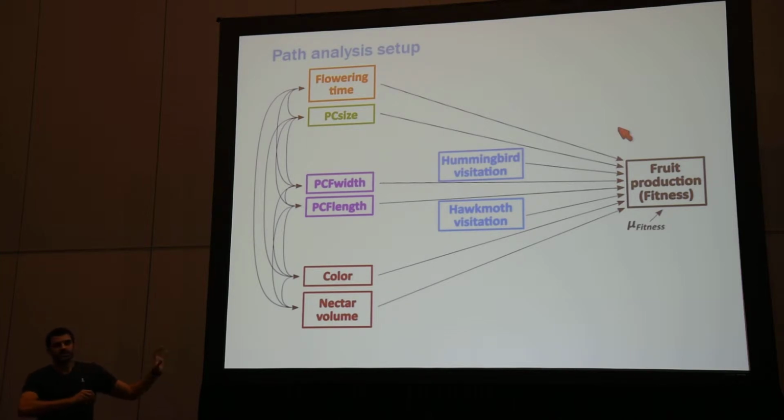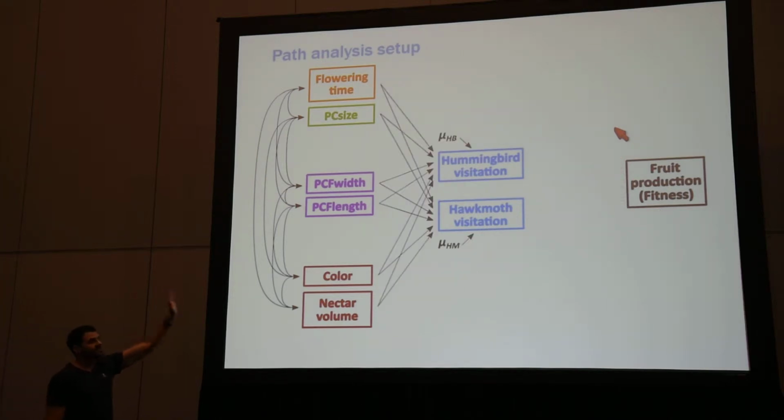Okay, so this is just a mock diagram. This is how I analyzed my data. I used a path analysis approach. So here, all I'm asking is, what is the direct effect of all of these phenotypes, as well as visitation, on overall fruit production, while considering correlations between these traits? And then I asked, what are the effect of these phenotypes on visitation rates?